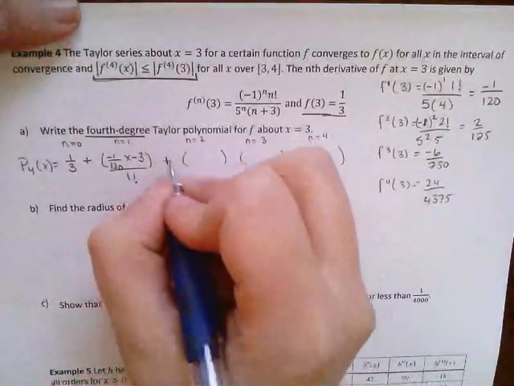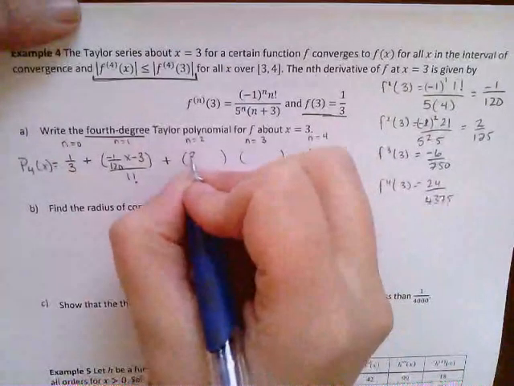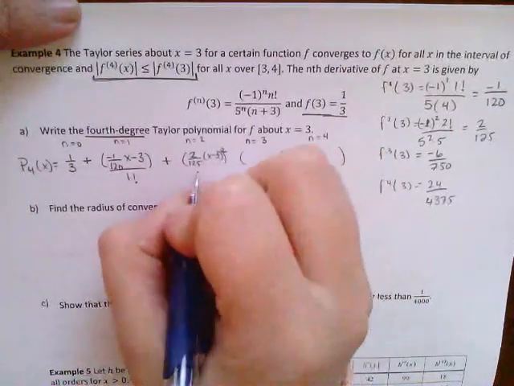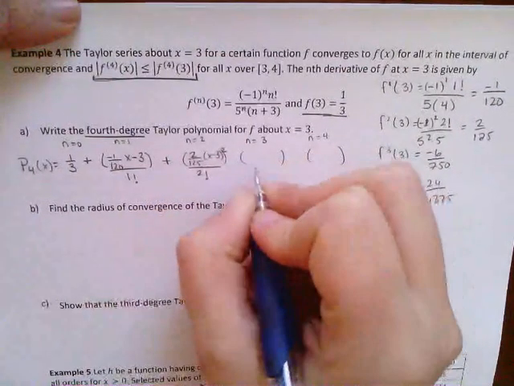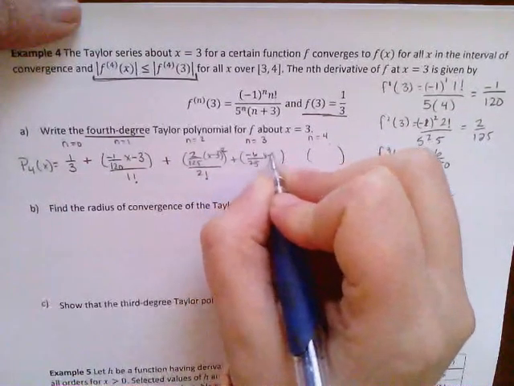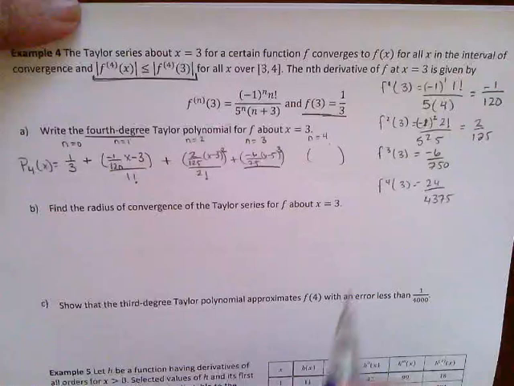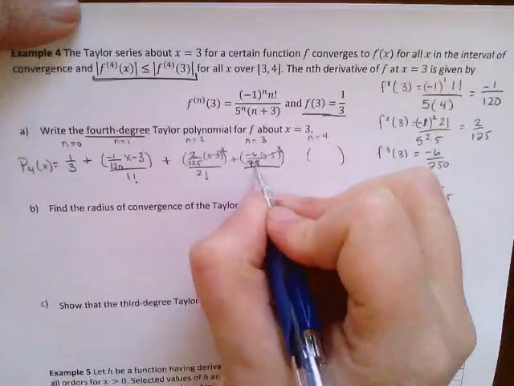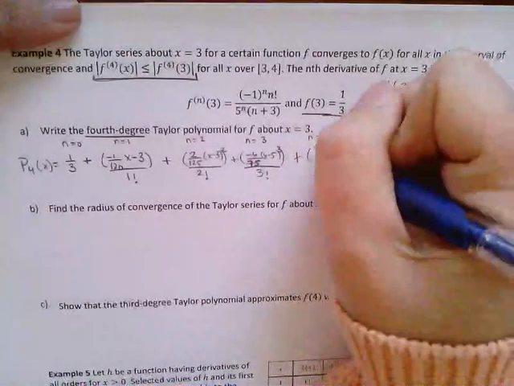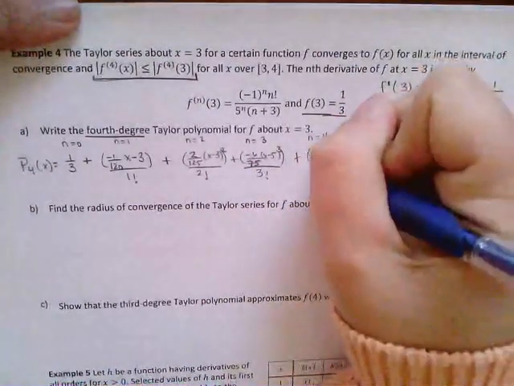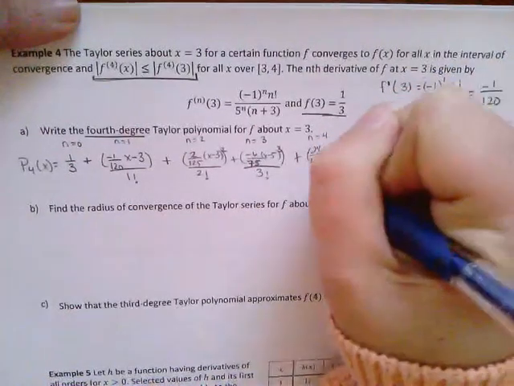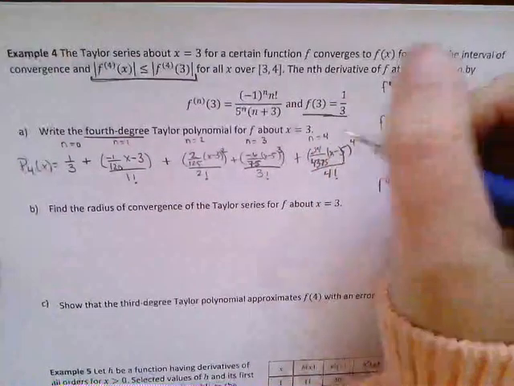So let's plug all these in. Here it's 2 over 125, x minus 3 squared over 2 factorial, plus -6 over 750, x minus 3 cubed over 3 factorial. Plus the last one, which is 24 over 4375, x minus 3 to the 4th over 4 factorial.